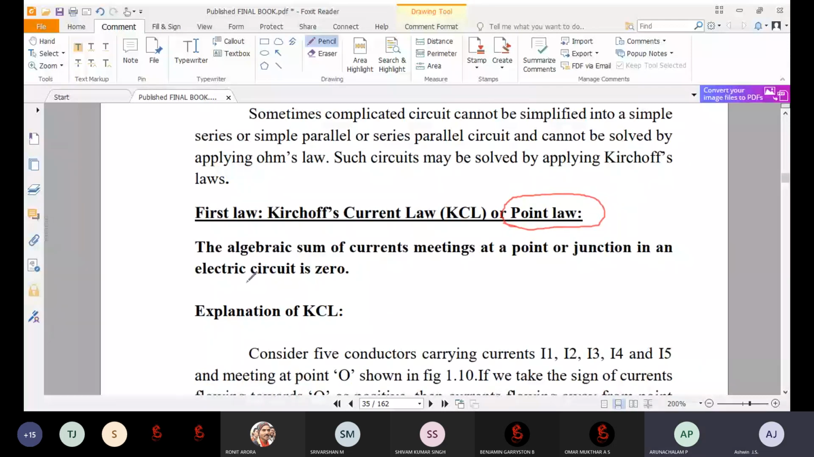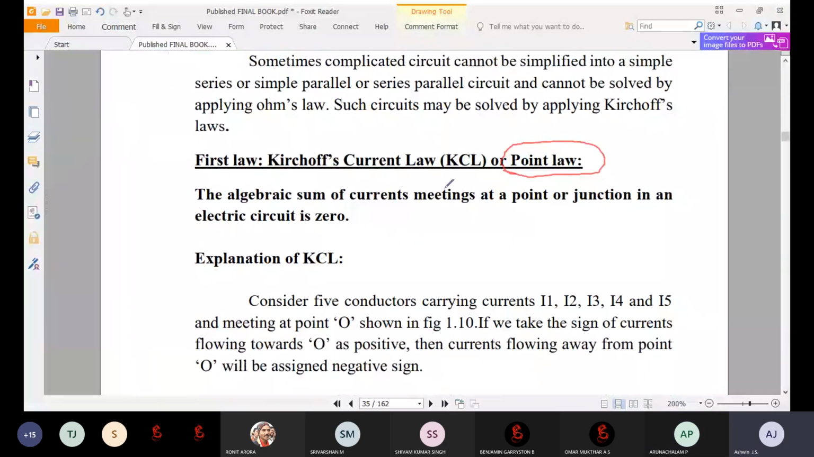Are you able to read this sentence, or should I zoom in? So you can read it, sir? Okay, sir.